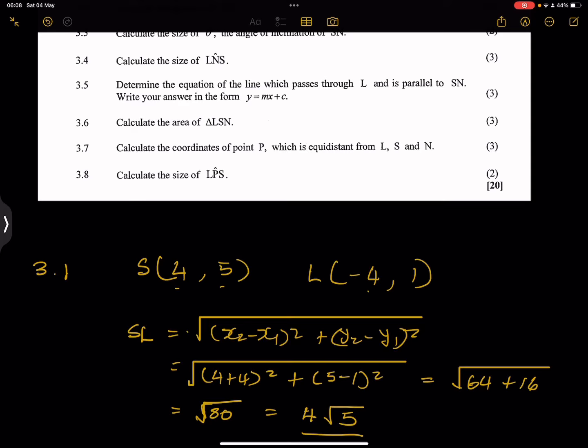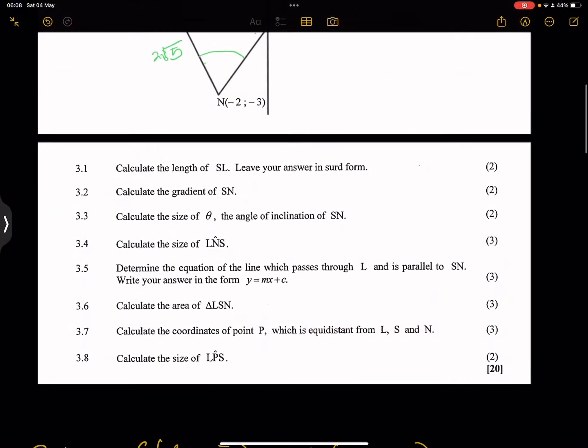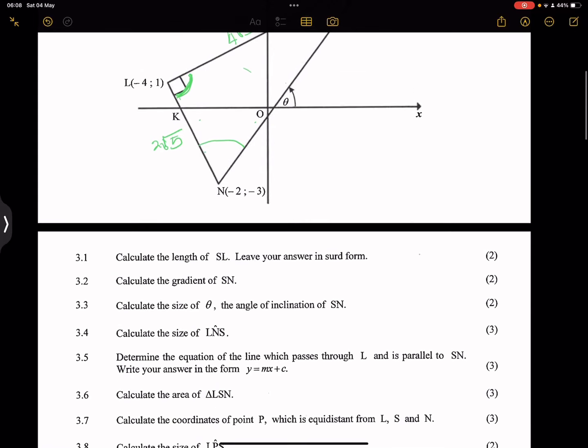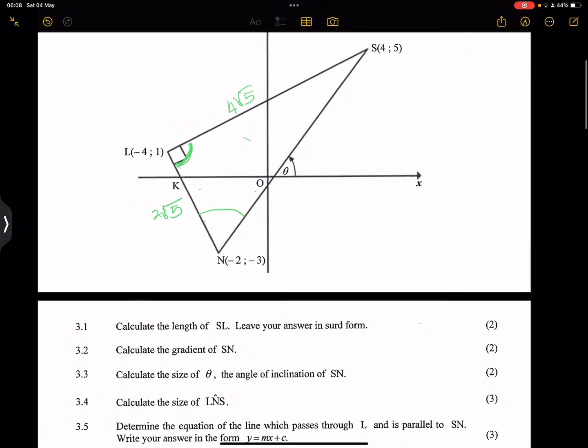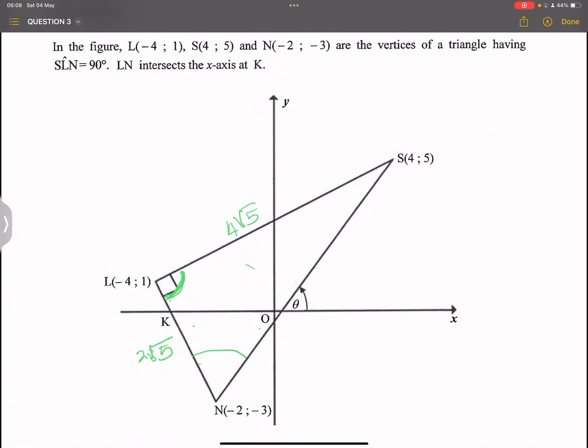They say calculate the coordinates of P, which is equidistant from L, S, and N. Right, so now I want you to note, we're looking for P, and they say it is equidistant from L, from S, and N.